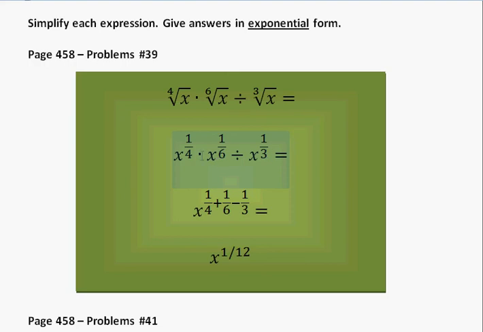And the only thing we did here was change this from radical form to exponential form. And then since you have like bases of x, x, and x, you add the exponents when you multiply, so 1/4 plus 1/6, which is what we have down here, and then you subtract the exponent when you divide. So it's just 1/4 plus 1/6 minus 1/3. So you take all these rational exponents and combine them together and you get 1/12. Remember, find a common denominator.